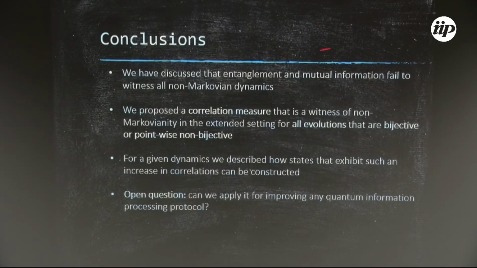Well, I think there are still many open questions in this work, but for me the most important one is: how can I use this kind of backflow that I will be identifying by this correlation measure? Is there any protocol that will benefit from this backflow? I don't know, I still don't have this answer. This is something open, and I think that's all.